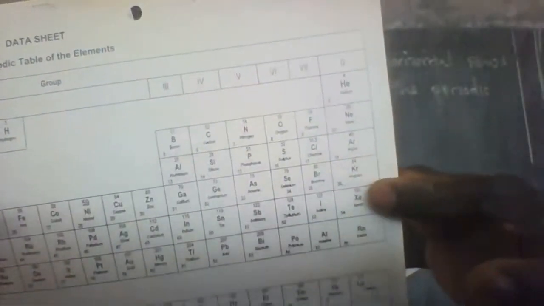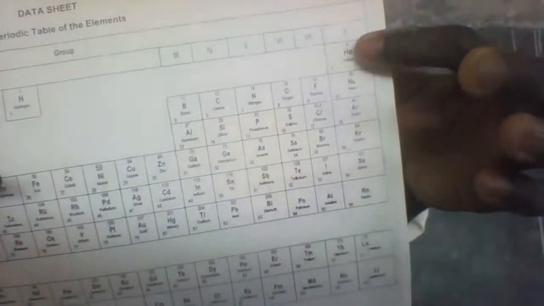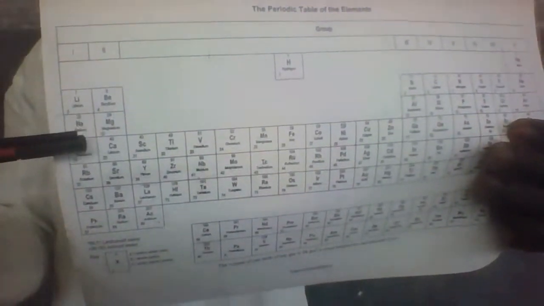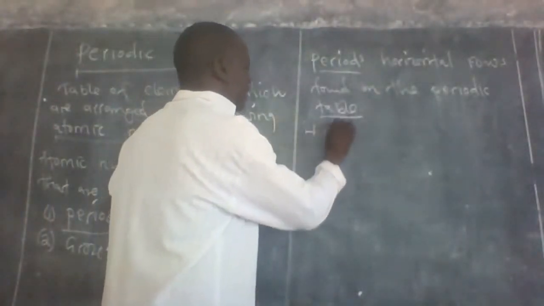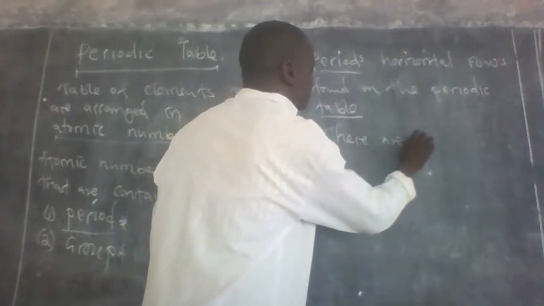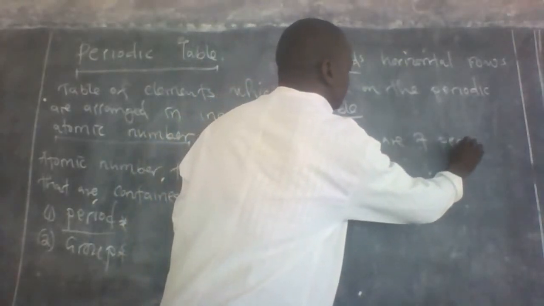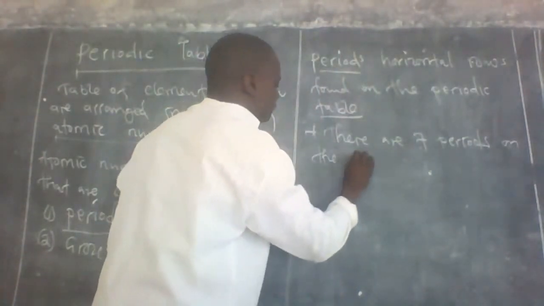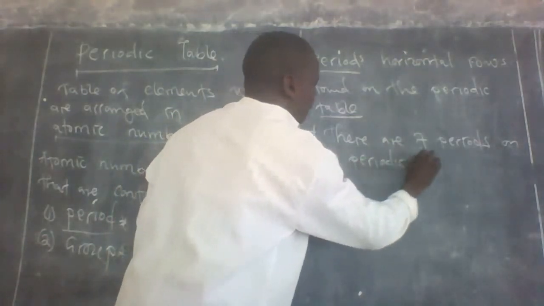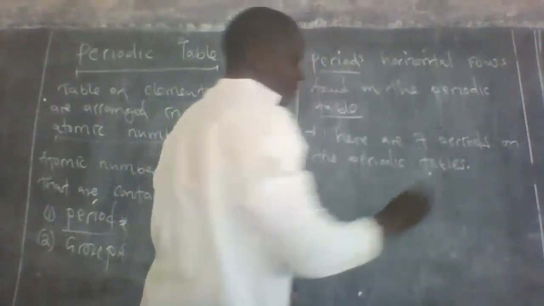So if you can count with me, how many are they? You can count from here. We've got 1, 2, 3, 4, 5, 6, and then the seventh one is this side. So there are 1, 2, 3, 4, 5, 6, 7. What can we say? We can say that there are 7 periods on the periodic table.